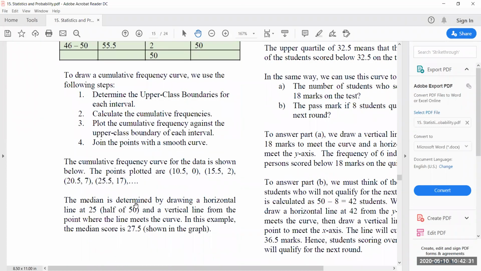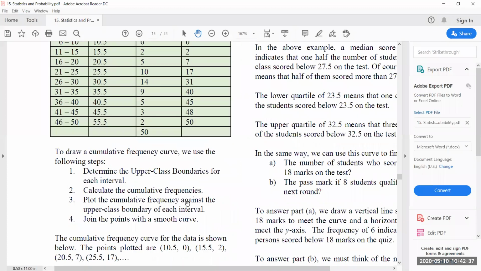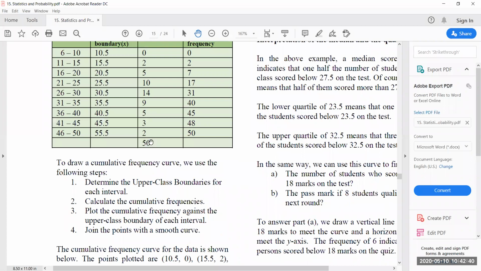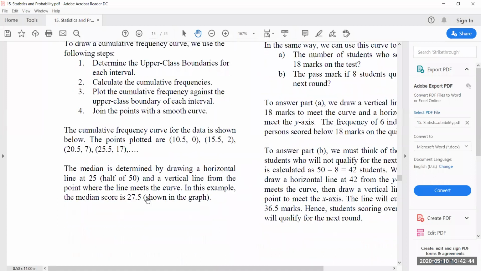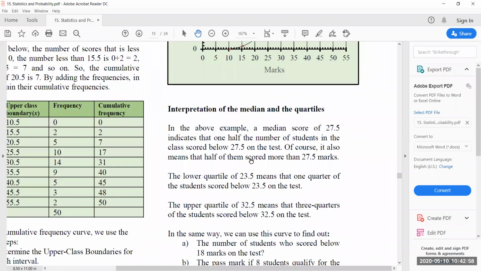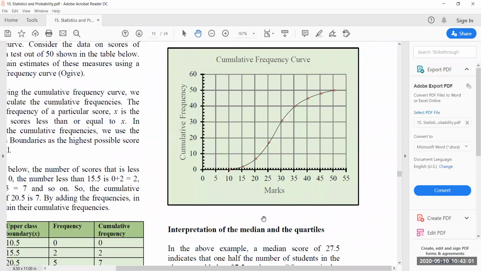Now the median is determined by drawing a horizontal line at 25, which is half of 50. As you can see, the total here is 50. So the median will be half of 50, which is 25. So you draw a horizontal line at 25, and a vertical line from the point where the line meets the curve. In this example, we can see the median score as 27.5. Let us see the example here. Okay?